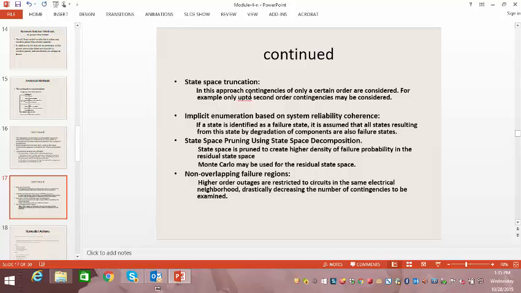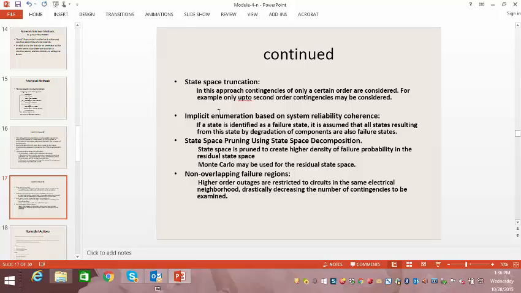Other possibilities are state-space truncation. In this approach, the contingencies of only a certain order are considered. For example, you can say that you will consider the contingencies only up to the second order, which means that we will not worry about the failures of more than 2 lines or more than 3 lines and so on.